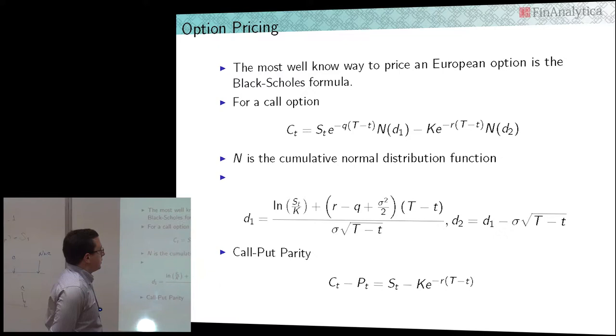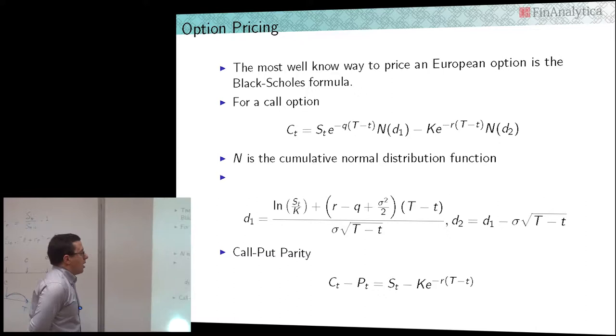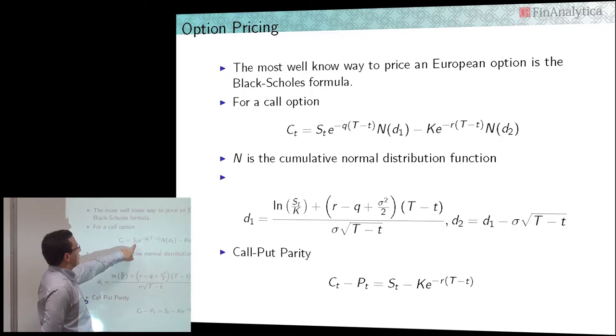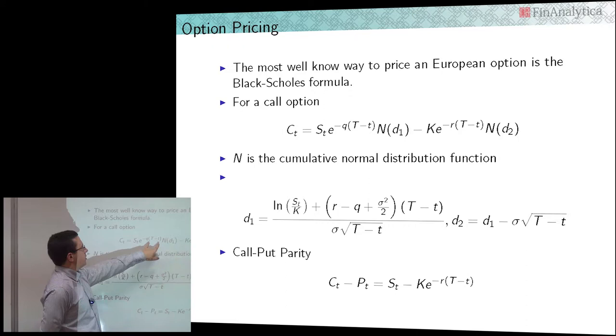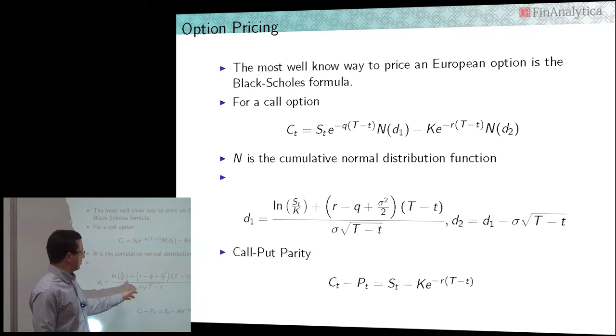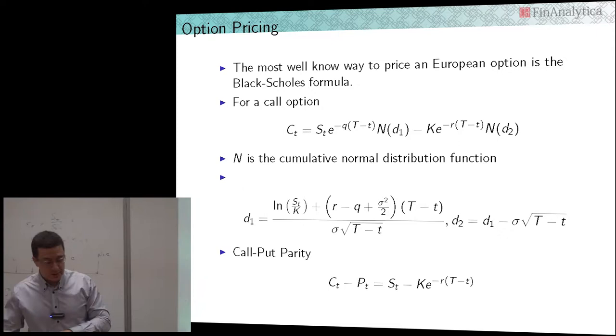here I have the so-called Black-Scholes option pricing formula, which is kind of an advanced mathematical concept. It basically gives us the price of a call option on an equity with current price ST, Q being the dividend rate, T minus small t the time to maturity, and N the cumulative normal distribution function. K is the strike price, R is the prevailing interest rate, the risk-free interest rate.